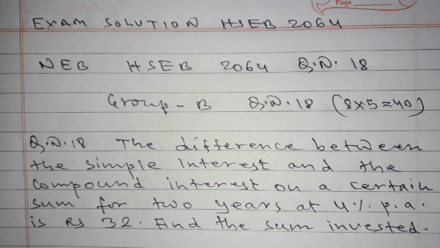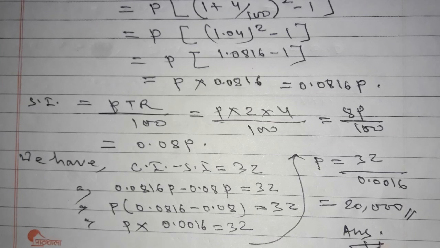So according to the question, if the difference between the simple interest and the compound interest on a certain sum for 2 years at 4% per annum is rupees 32, then the sum invested, that means the value of principal, is rupees 20,000, which is the required answer.